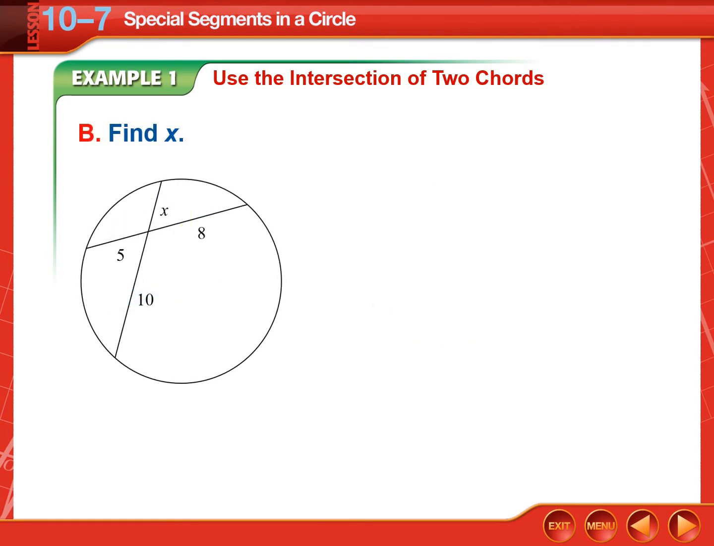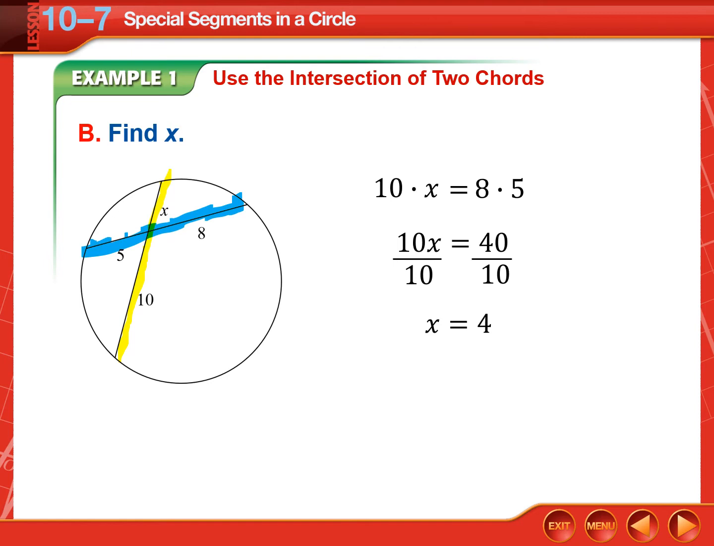All right, so let's figure out what's on the same line together. x and 10 are together, so we definitely need 10 times x. And on the other line together is 5 times 8. So 10 times x equals 5 times 8, or 8 times 5. So 10x equals 40. We need to get x by itself, so we're going to divide by 10 on both sides. And we get x equals 4. And it is that easy.